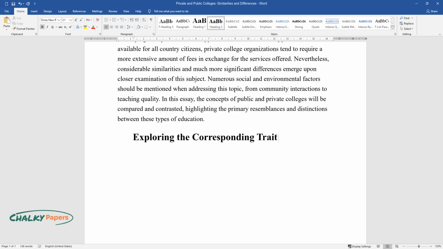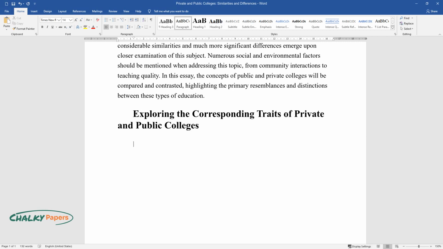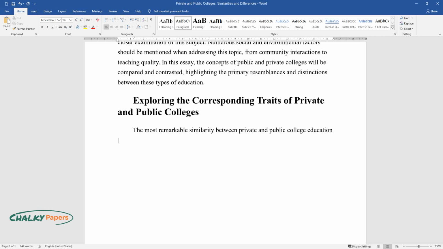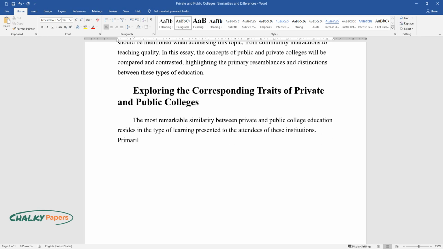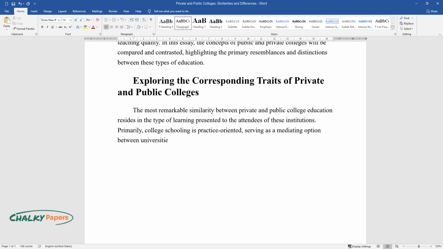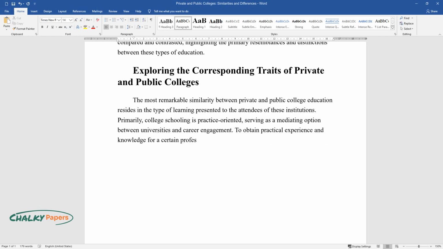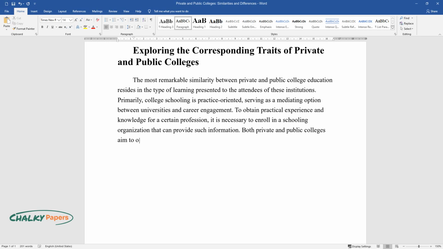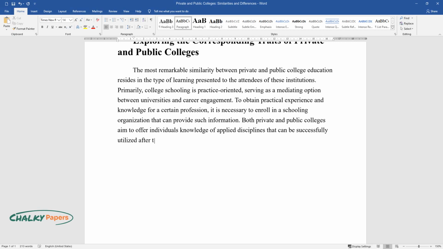Exploring the corresponding traits of private and public colleges. The most remarkable similarity between private and public college education resides in the type of learning presented to the attendees of these institutions. Primarily, college schooling is practice-oriented, serving as a mediating option between universities and career engagement. To obtain practical experience and knowledge for a certain profession, it is necessary to enroll in a schooling organization that can provide such information. Both private and public colleges aim to offer individuals knowledge of applied disciplines that can be successfully utilized after the program's completion.